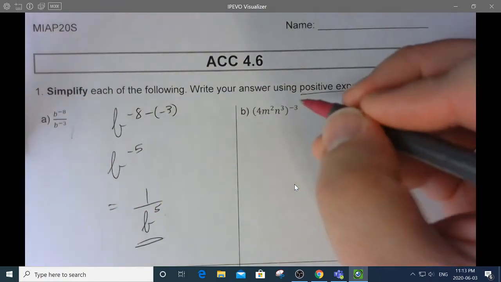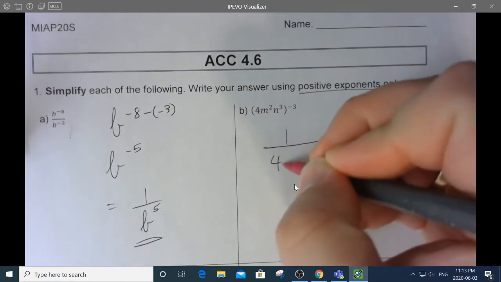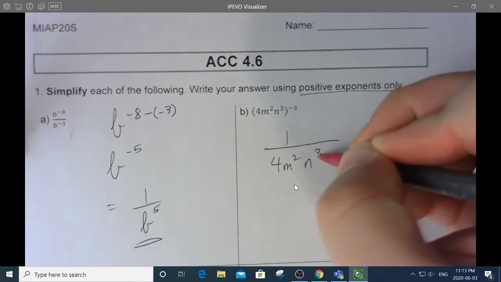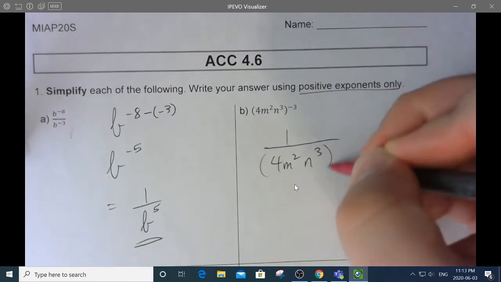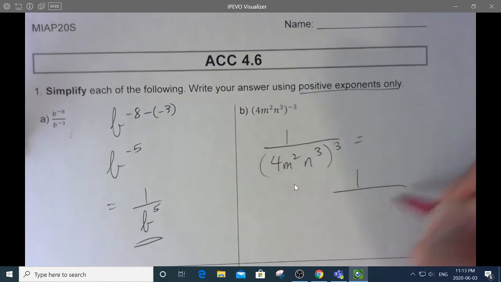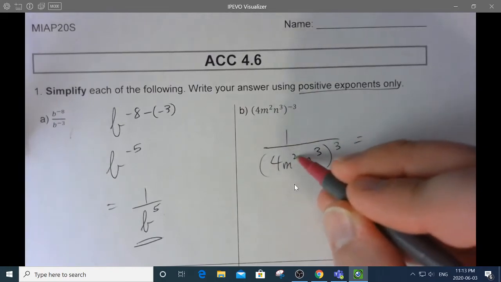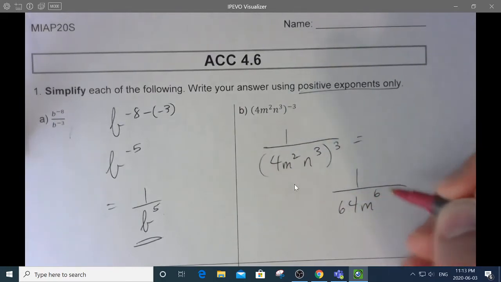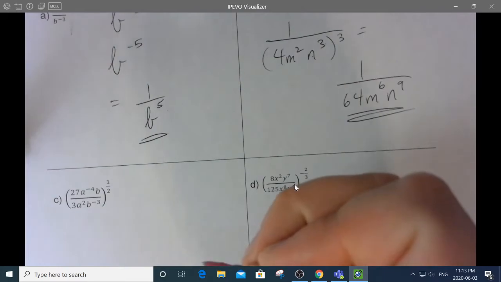Okay, next one. That negative reciprocals everything that's in that bracket, but it's still being taken to the power of 3. 4 to the power of 3 is 64. M squared to the power of 3 is m to the 6, and n cubed to the power of 3 is n to the 9. Cool.